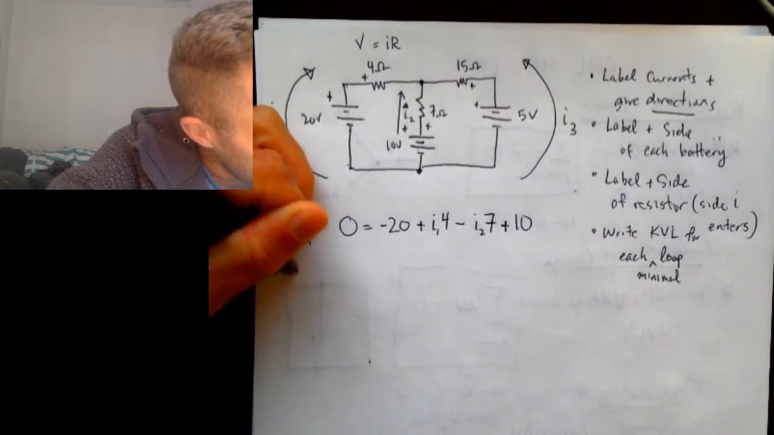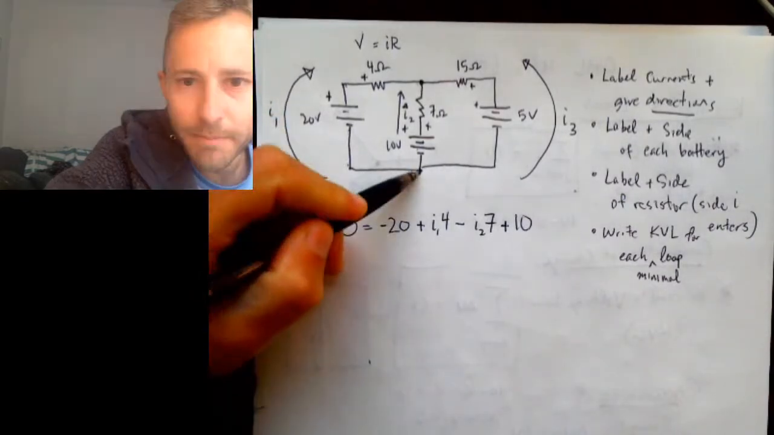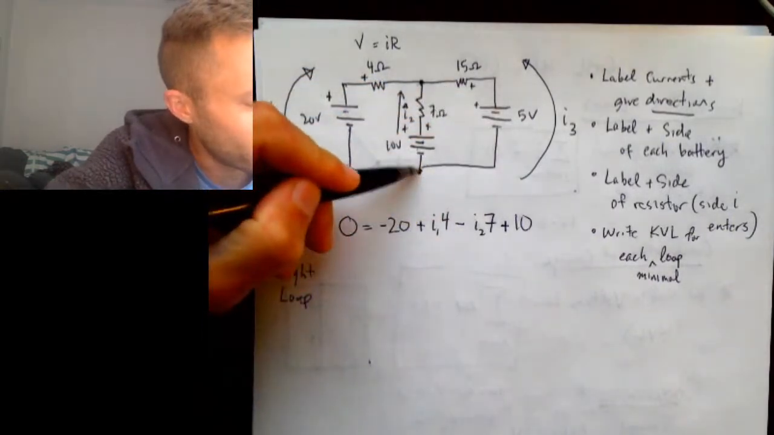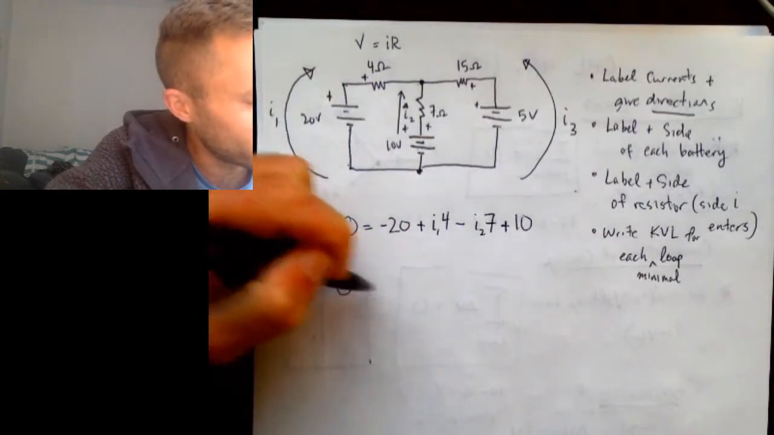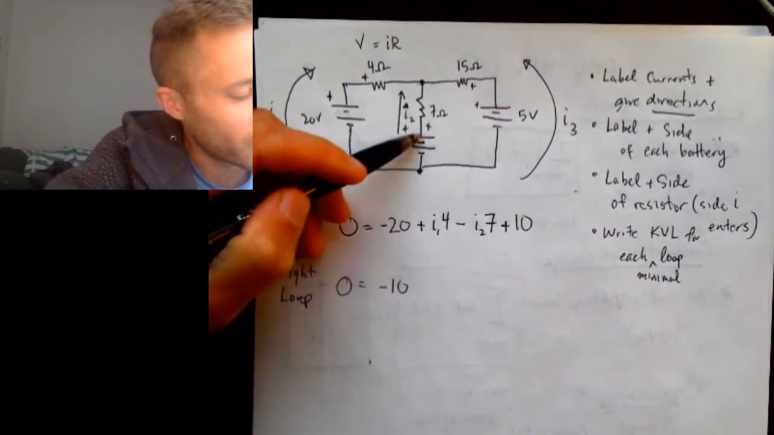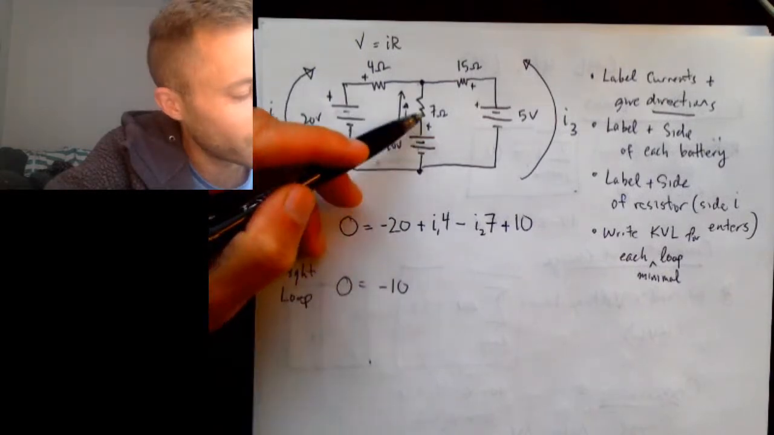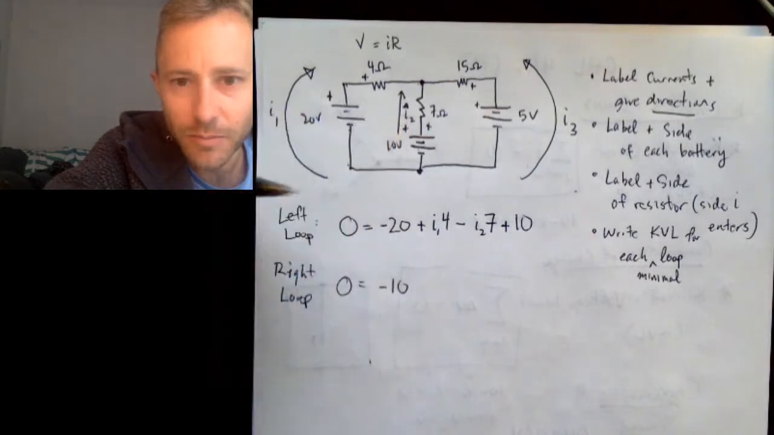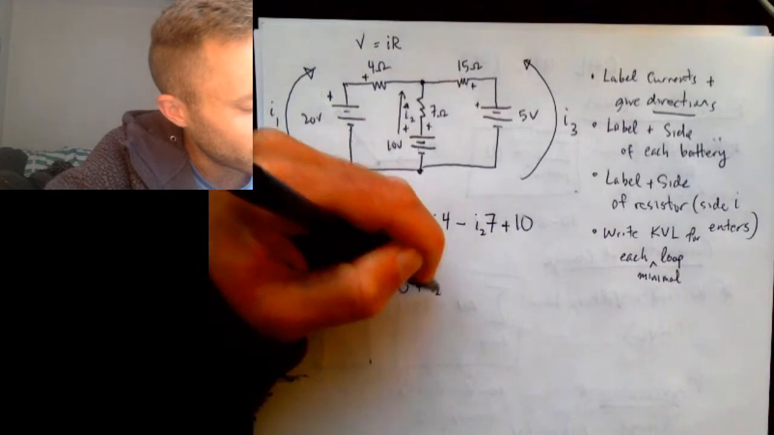For the right loop, I'm going to start here, and I'm going to walk around it this way. So I run into the negative terminal of that battery. So I have 0 equals -10. Then I go through the battery, and I run into the positive terminal of the 7 ohm resistor. The 7 ohm resistor experiences current I2. So I have plus I2 times 7.